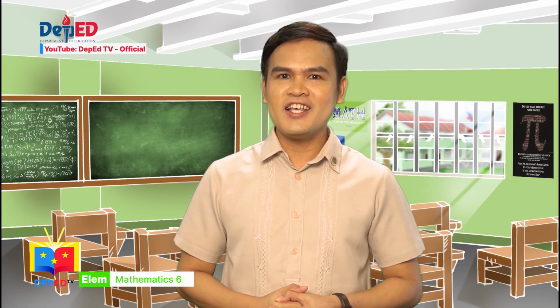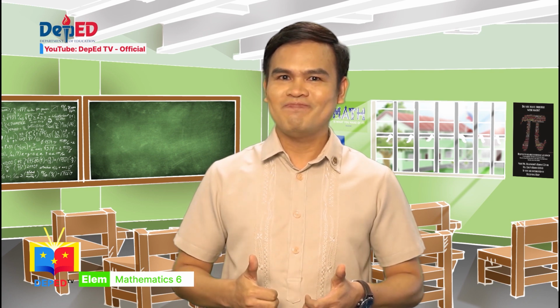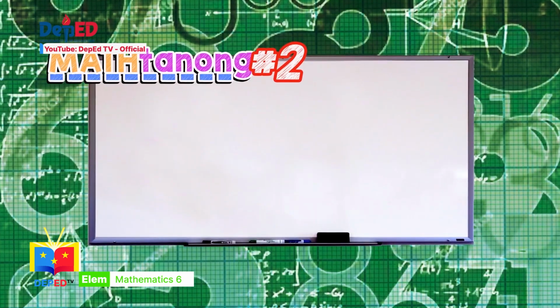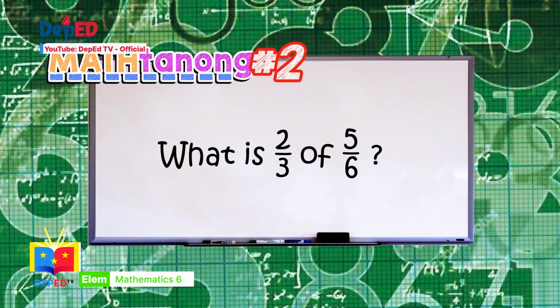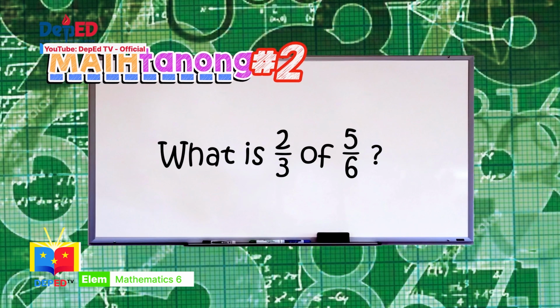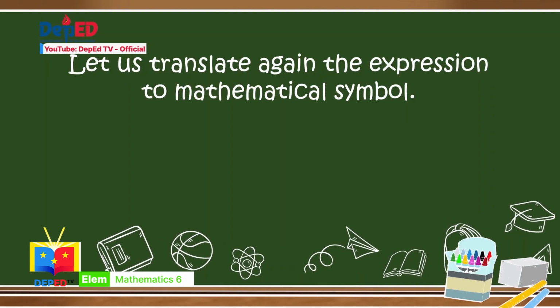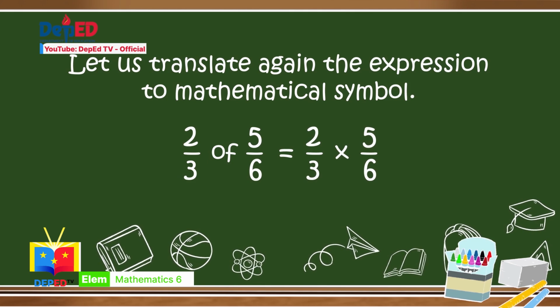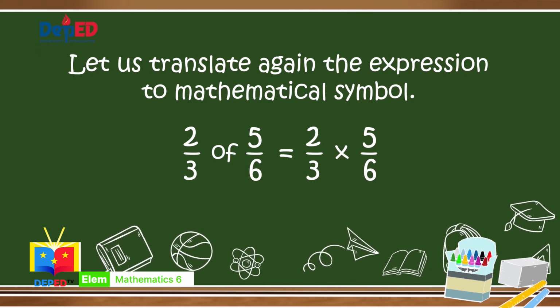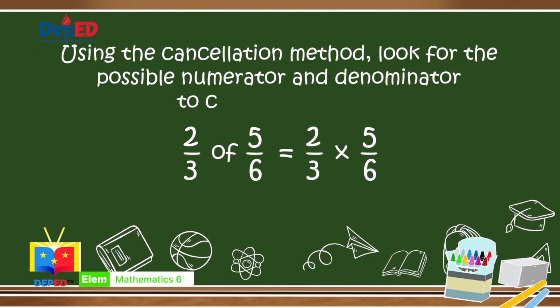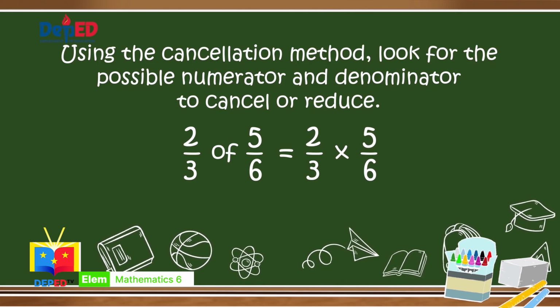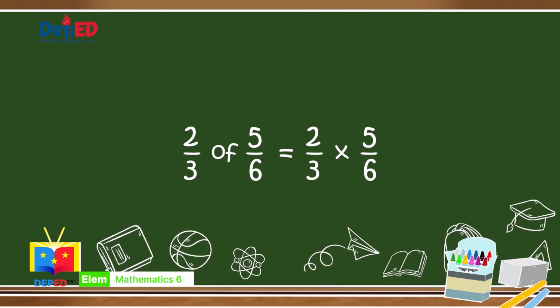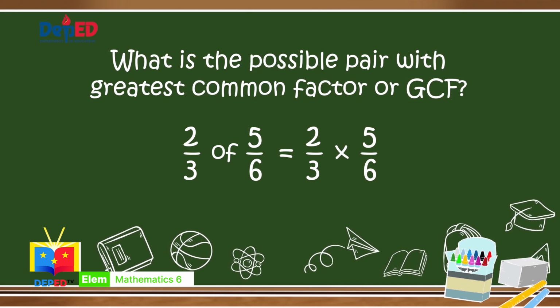Did you get the correct answer? Good job! Mathanong number 2. Using the cancellation method, what is 2/3 of 5/6? Let us translate again the expression to mathematical symbol. 2/3 of 5/6 equals 2/3 times 5/6. Using the cancellation method, look for the possible numerator and denominator to cancel or reduce. What is the possible pair with greatest common factor or GCF?